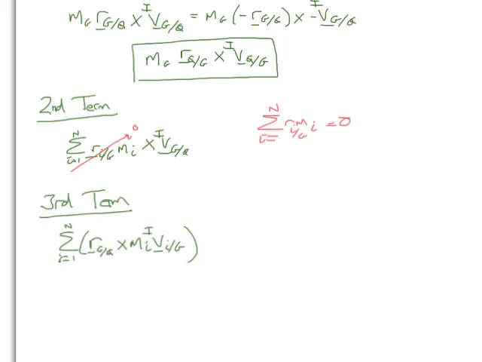And now taking a look at our third term, we can rewrite this expression by removing our position vector g with respect to q, and now taking the cross product of the summation of i equal to 1 to n of m_i multiplied times the velocity of i with respect to g.